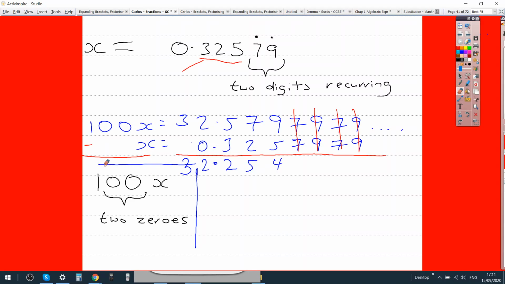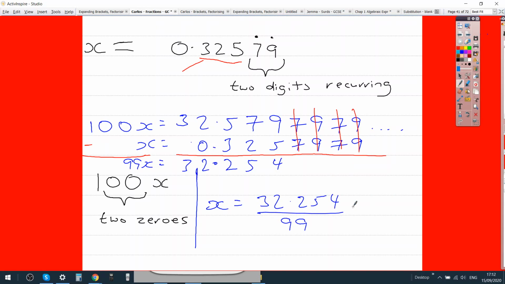Then you have to put it over 99. Yeah. 100x minus x is 99x. And so x is that over 99.